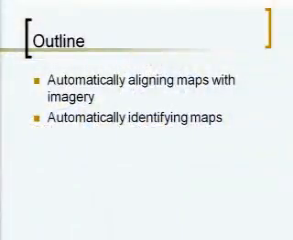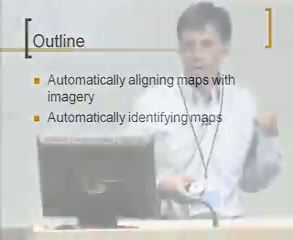And there's really two parts to my talk. First, I'm going to briefly review previous work that we've done on automatically aligning maps with imagery. And I'm going to do this pretty quickly. This is stuff that I talked a little bit about at the last Virtual Earth Summit. So I don't want to spend too much time on that. And then I'm going to talk about the newer stuff we're doing on automatically identifying maps. So let me dive in and start that.